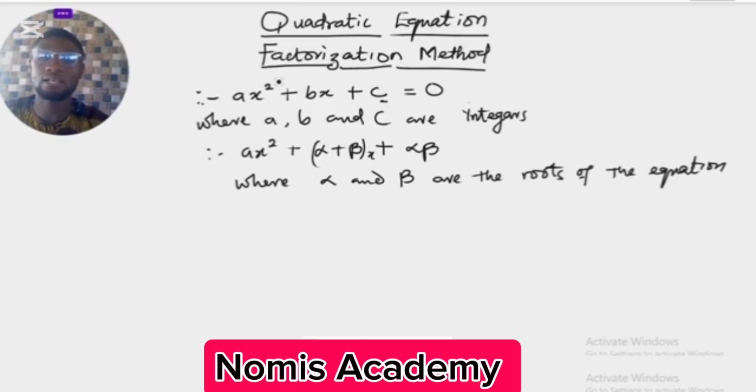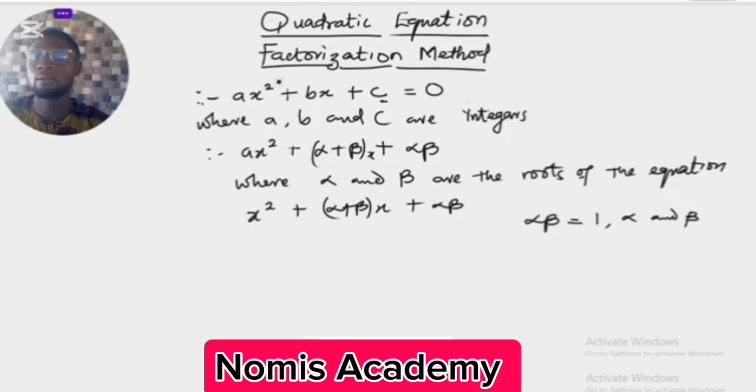So if I want to factorize this now, what do we have to do to factorize it? We have to deal with the terms. Remember that we have the first term, the second term, and the third term, alpha multiplied by beta. To factorize this, what we need to do is to get the factors of alpha beta. Remember, factors are numbers that can divide another number without remainder. So what are the factors of alpha beta? These are the numbers that can divide alpha beta without remainder.